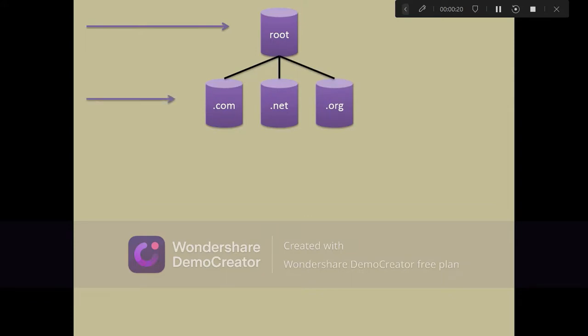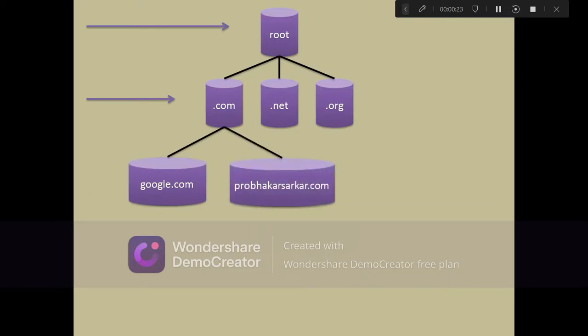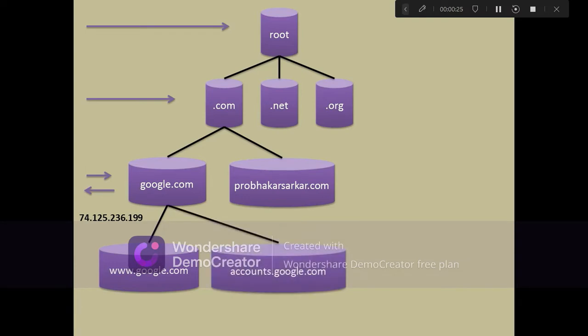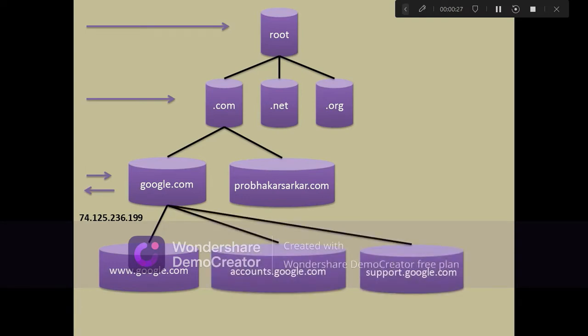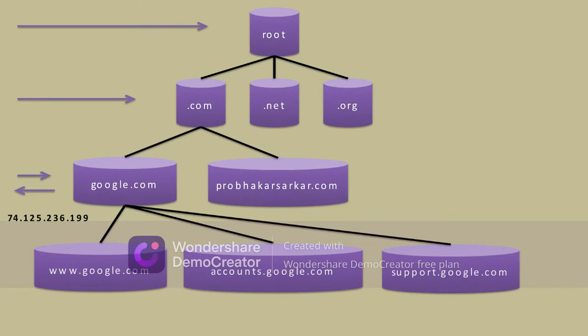Now your DNS server will ask the .com server, "Hey, do you know anything about www.google.com?" The .com server will say, "Well, I don't know, but I can give you the address of the server authoritative for google.com." Then the DNS server will ask the server authoritative for google.com and find the address of www.google.com as 74.125.236.199.